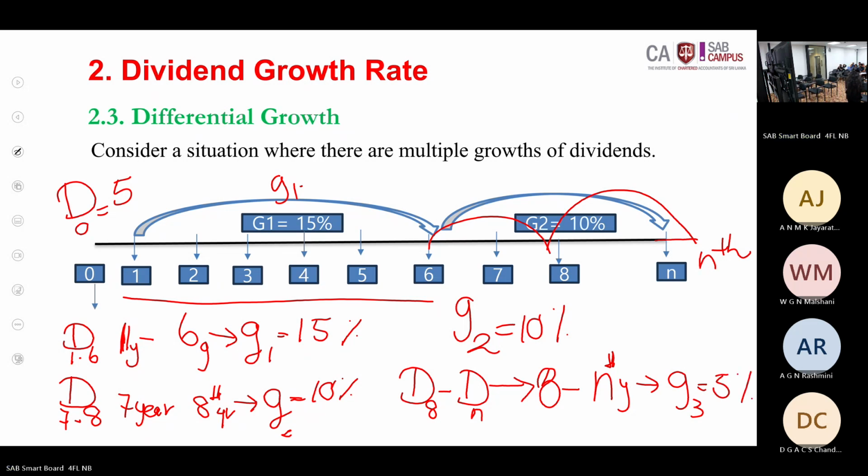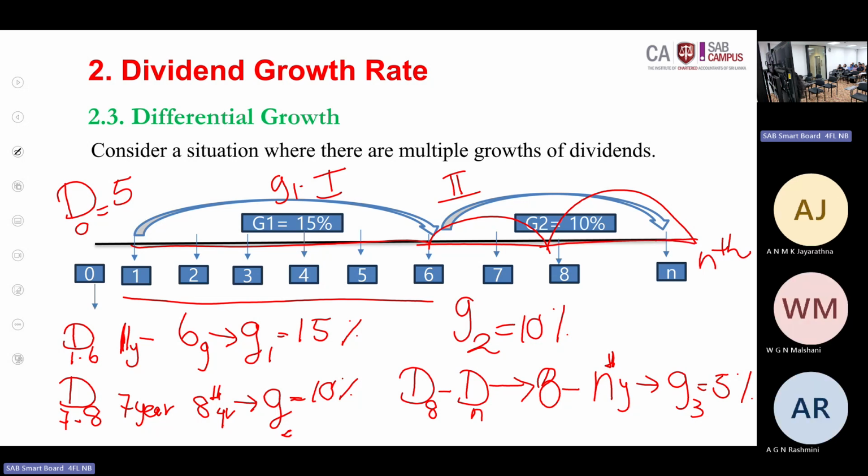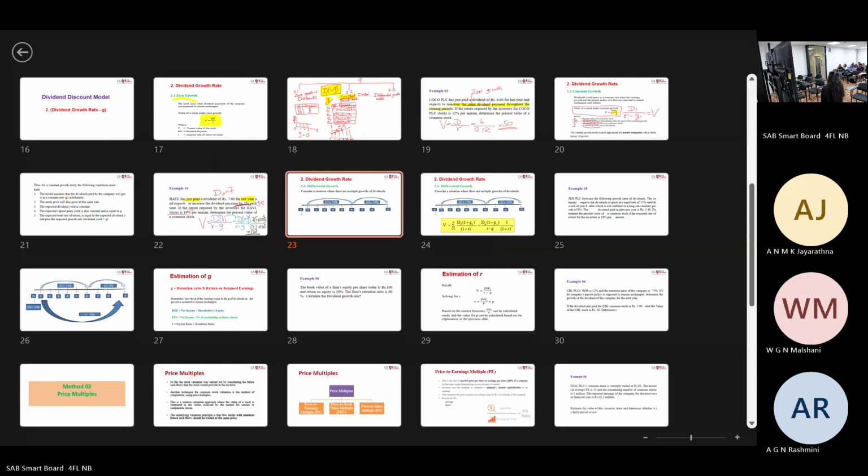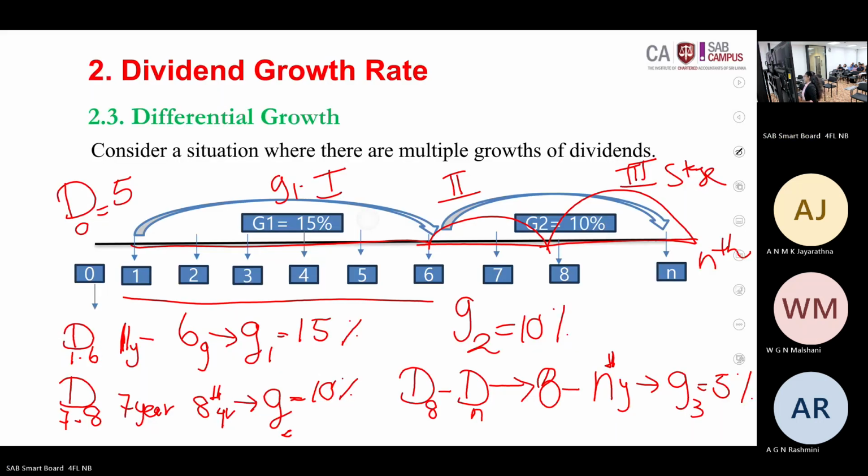How many stages are there? 2 or 3? Let's look at this one, the red color one. 3 stages, right? Year 1 to year 6, first stage. Year 6 to year 8, second stage. Year 8 to the end, third stage. How many growth rates? 3 different growth rates. What are the 3 different growth rates?